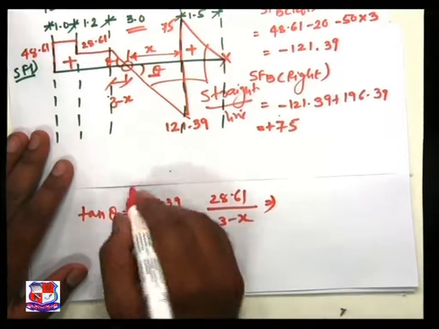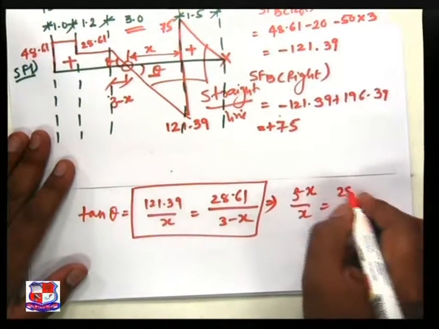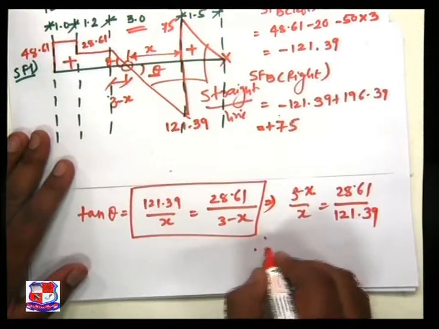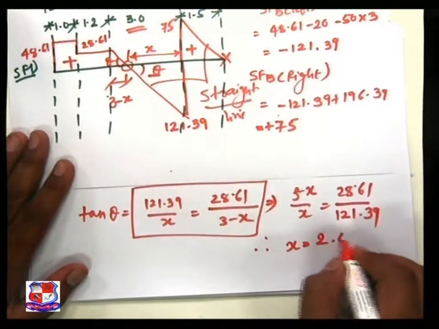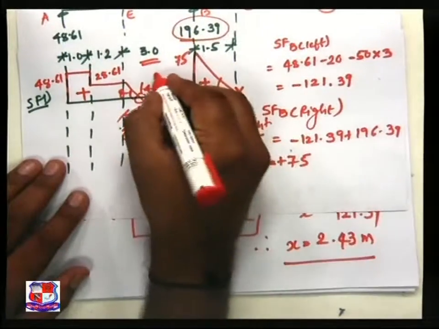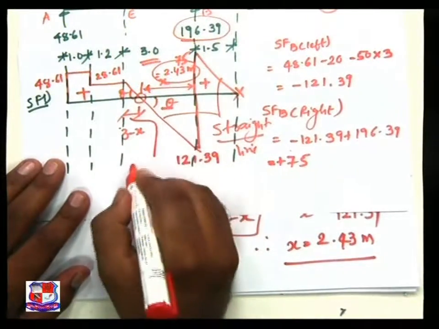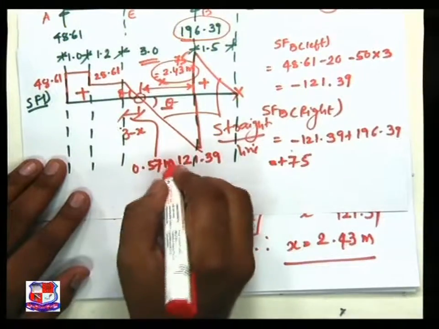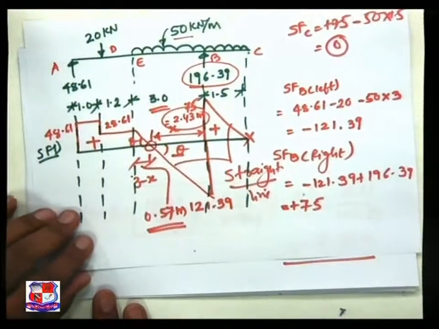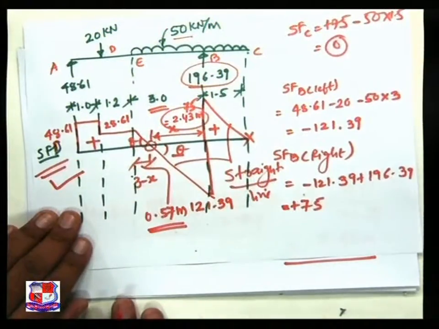And now this is a basic equation. We can get x is equal to 2.43 meter. So we found x is equal to 2.43 meter. So this ordinate is of 0.57 meter. Now let us plot. After finding out the shear force diagram, let us go for bending moment diagram.